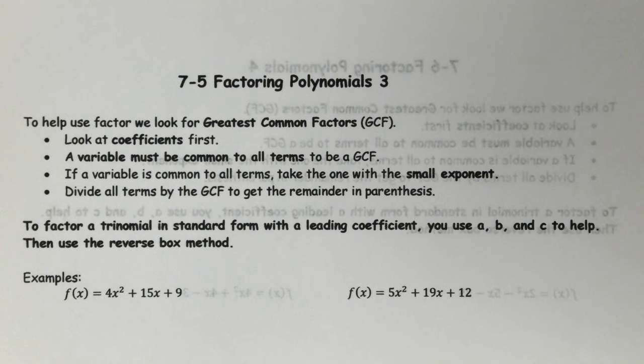Once again, look at the coefficients, the regular numbers first. A variable must be in common to all terms. So if you're going to factor out an x, all terms must have an x. If a variable is common to all terms, take the one with the smallest exponent and then divide all terms by the greatest common factor and get the remainder in parentheses.